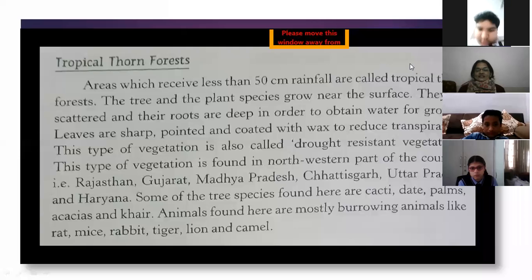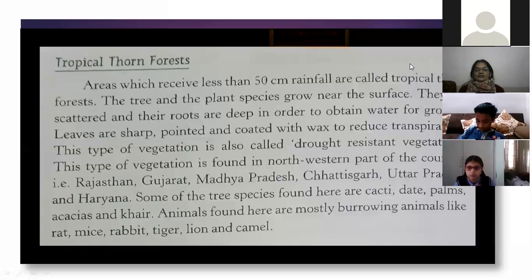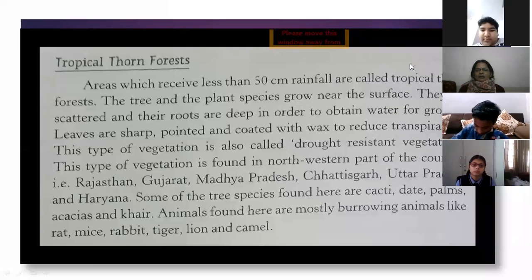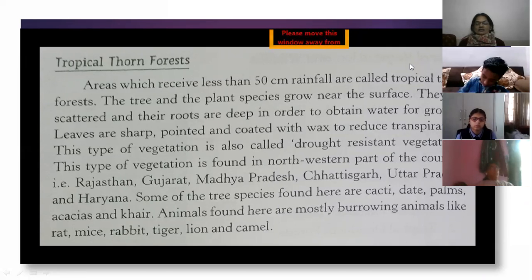So in the desert type where there is no rainfall, drought resistant vegetation grows, which means it can grow without water also. This type of vegetation is found in the northwestern part of the country. So which state comes in the northwestern part? Our state, yes, Rajasthan. Some parts of Gujarat, Madhya Pradesh, Chhattisgarh, Uttar Pradesh and Haryana. These are the states where they get less rainfall and tropical thorn forests are grown there.